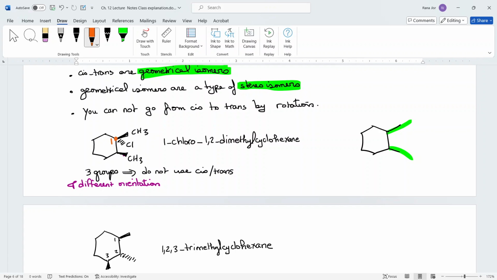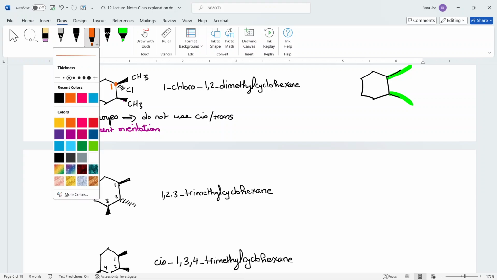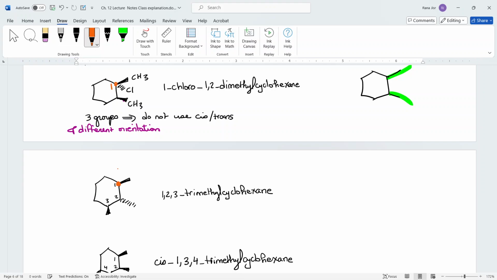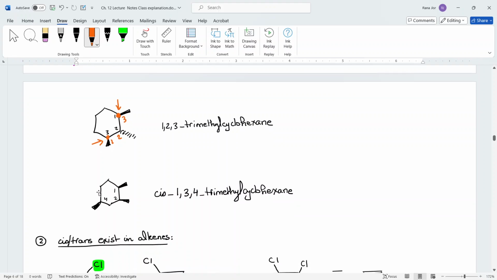Same thing, if you have wedges and dashes in there, three substituents, no cis and trans whatsoever. So you are going to name this as 1, 2, and 3. You're going to give your substituents the lowest number. This means that you can either start numbering from this carbon, or you can number from this carbon and both are going to be the same. So that is going to be 1, 2, 3 in there. You're going to end up having the same set of naming. It's a trimethyl cyclohexane.